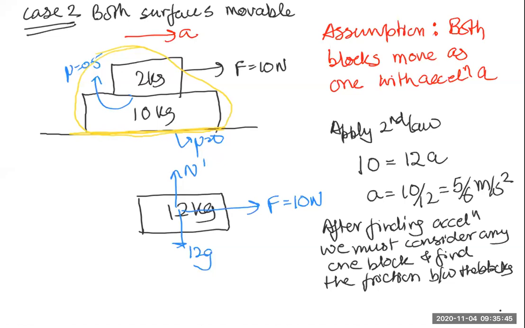Now, what I am going to do is I am going to look at one block, any one block, and I'm going to find out the friction between the blocks. So I can either take the 2 kg block or I can take the 10 kg block. I will take the 10 kg block. The reason is that 10 kg block pe keval ek hi force lagi hui hai.